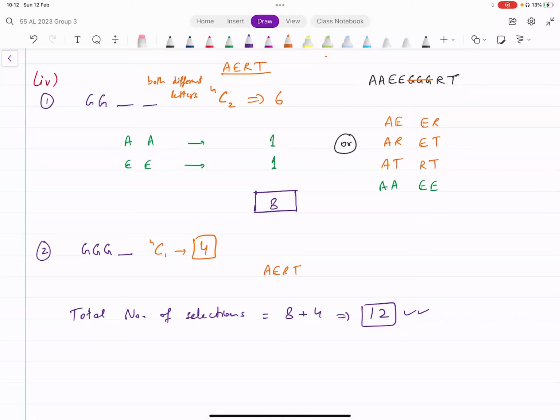Yes. Second case is, AERT में से कुछ भी आ सकता है यहाँ पे, right? So there are 4 options there. So that's 12 in total.